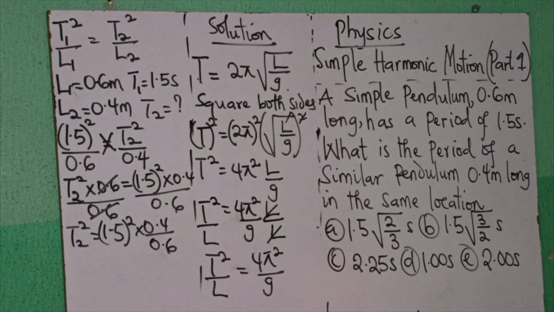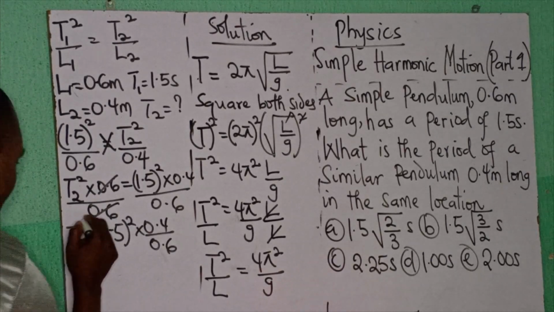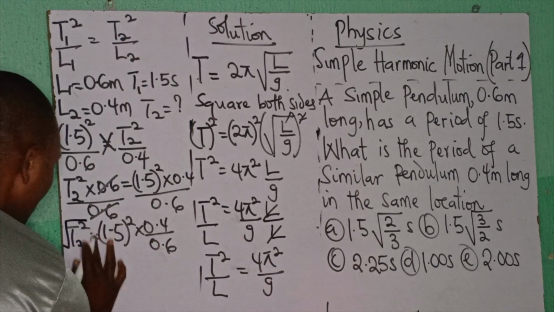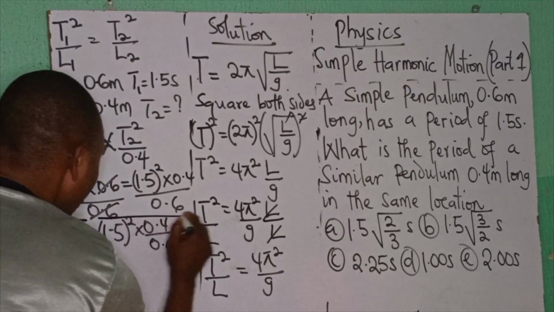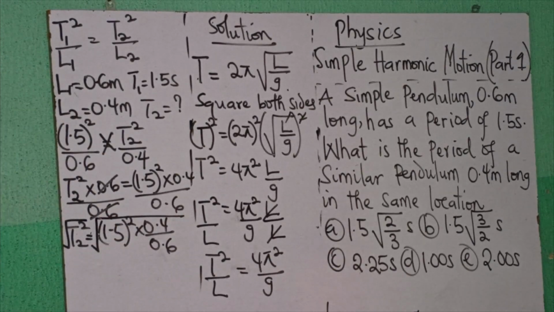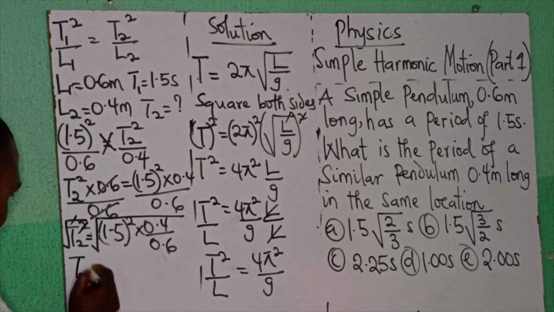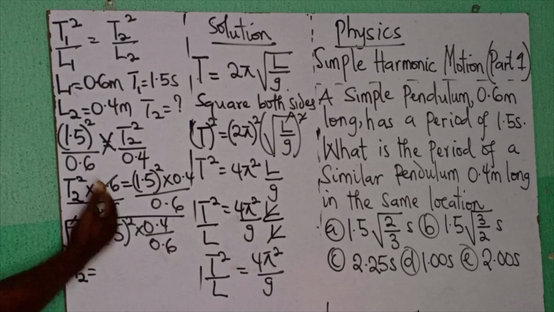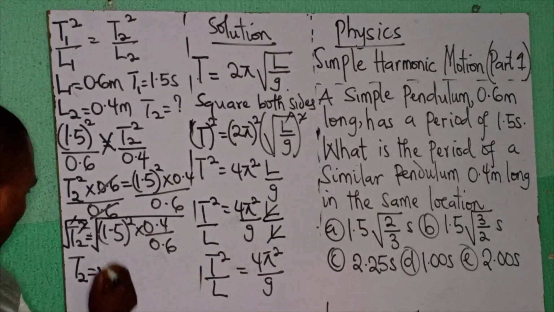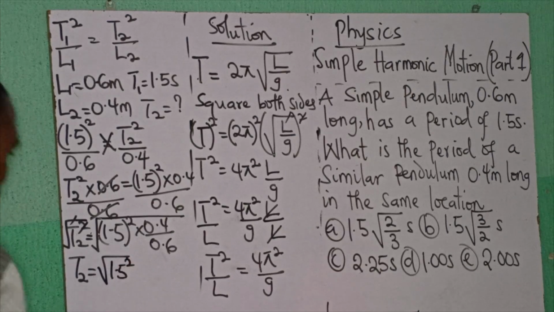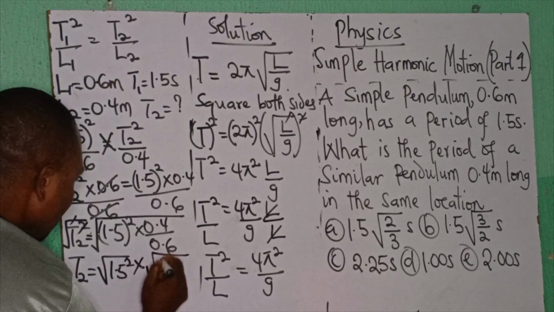Now, watch this. This is a JAMB past question, so they don't expect us to use a calculator here. We have to be very careful at this point. For my T2 to be left alone, I'm going to take the square root of both sides. If I take the square root of both sides, this 2 and this square root go off. My T2 is now equal to... remember that I can split this. So I'll be having root 1.5 raised to the power 2 times root 0.4.